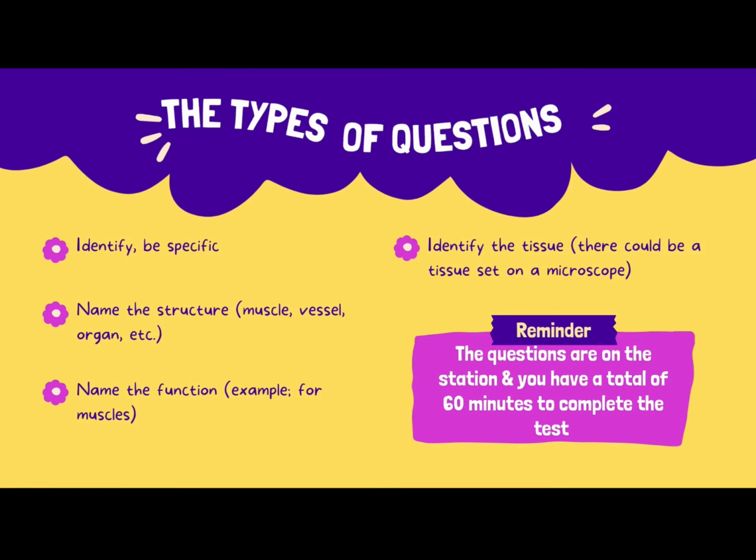The types of questions. Firstly, you might have identify, be specific. This one's very common. Secondly, you may have name the structure, such as a muscle or a vessel. Thirdly, name the function, for example, for muscles. And number 4, you might have identify the tissue, because there could be a couple of microscopes. Remember, the questions are on the station and you have a total of 60 minutes to complete the test.